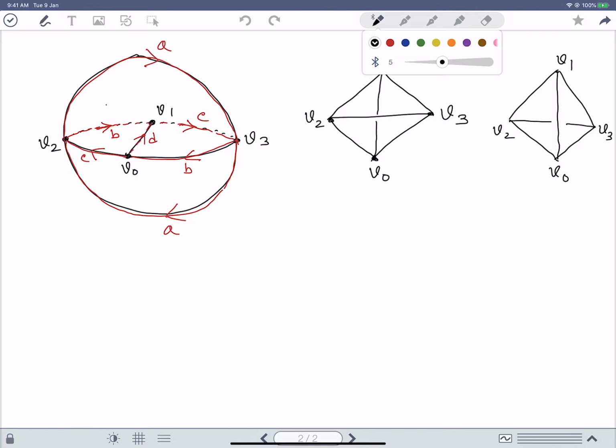Obviously now you can check that V0 and V1 are the antipodal points, right? So they will be identified because they are antipodal points on the boundary, or you can say on the S2. So we have V0 equal to V1, and again V2 and V3 are identified. So V2 will be the same as V3.